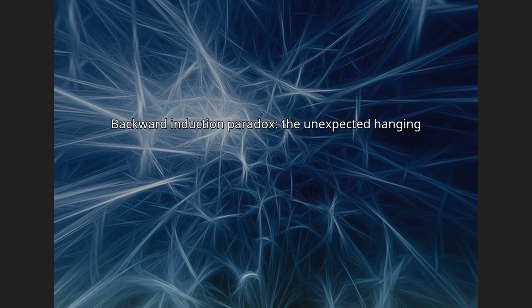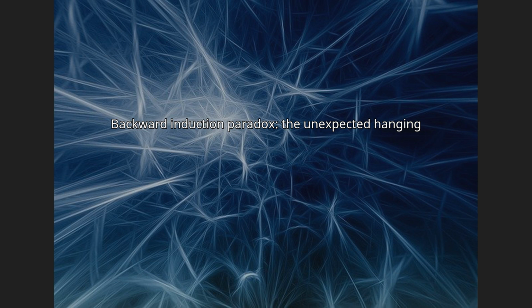Backward induction paradox, the unexpected hanging. The unexpected hanging paradox is a paradox related to backward induction. Suppose a prisoner is told that she will be hanged sometime between Monday and Friday of next week. However, the exact day will be a surprise, i.e., she will not know the night before that she will be executed the next day. The prisoner, interested in outsmarting her executioner, attempts to determine which day the execution will occur.